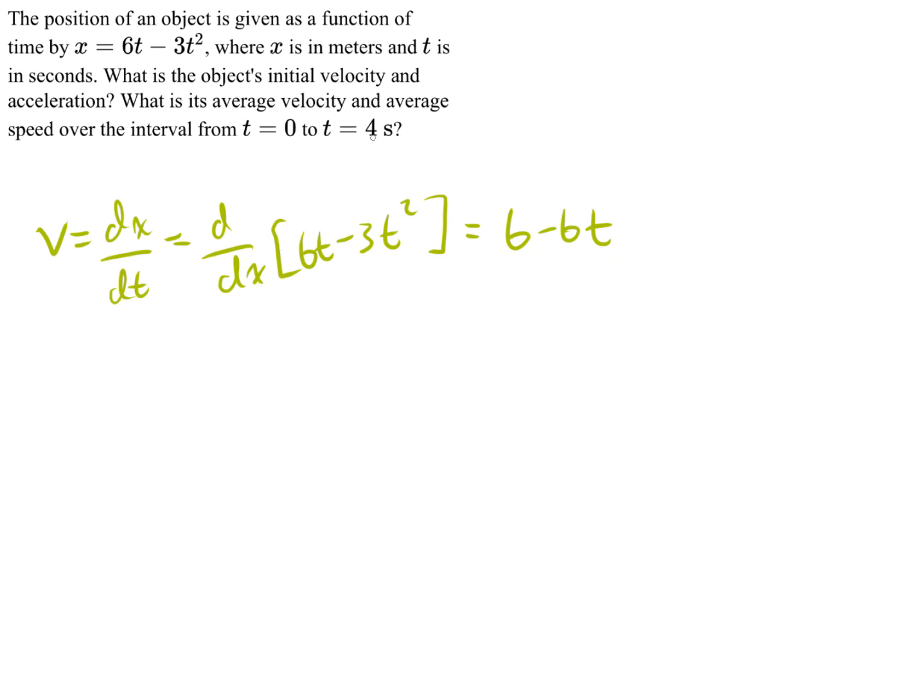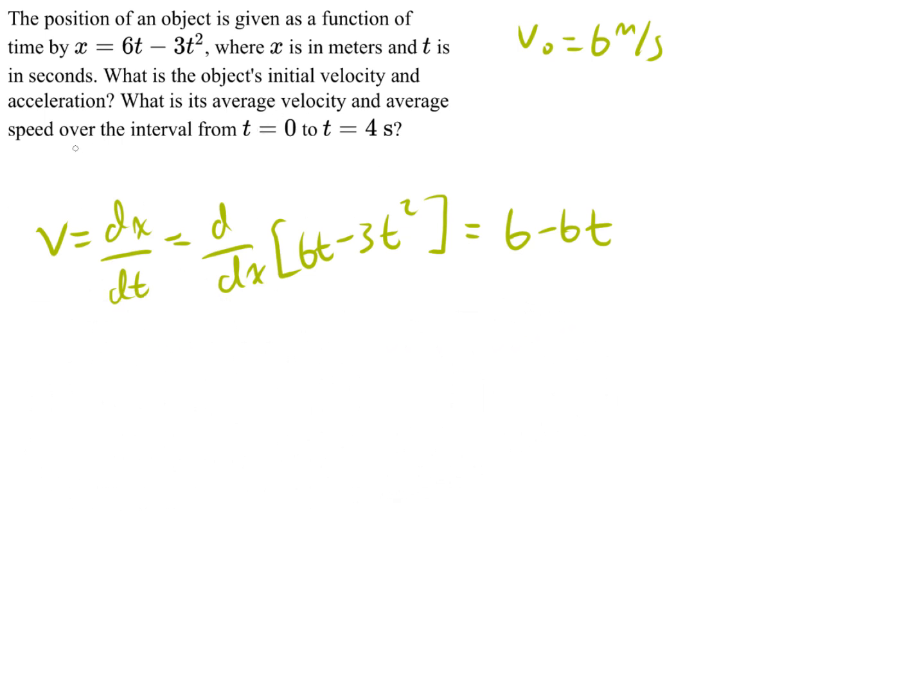And that is the function for velocity. Now to find our initial velocity, the initial velocity is the velocity when the time is 0. So we simply plug in t equals 0. So 6 minus 6 times 0. We're plugging in 0 for t, so this just becomes 6 meters per second. So the initial velocity is equal to 6 meters per second. And that's our first part.